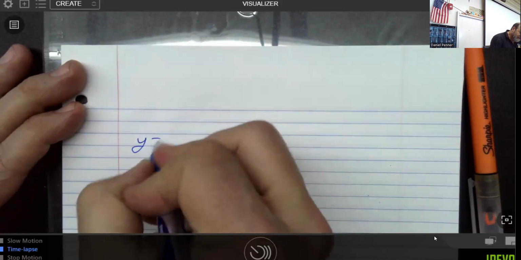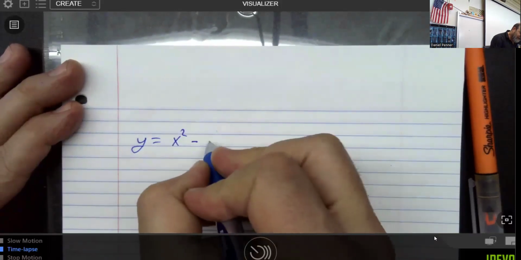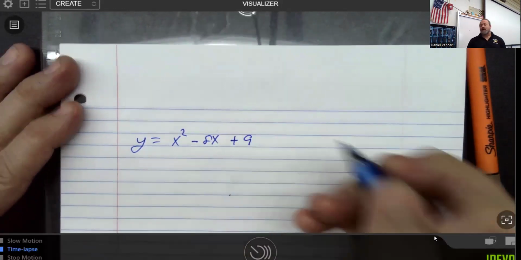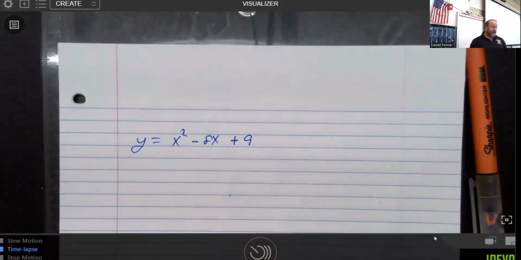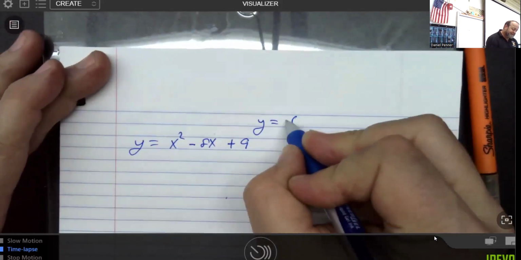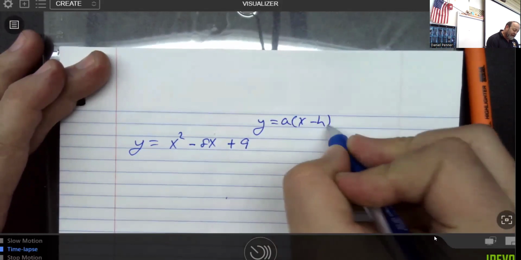y equals x squared minus 8x plus 9. And let's say I wanted to get that into a better form. Now, vertex form, the form that I would like to have it in, is this one right here.